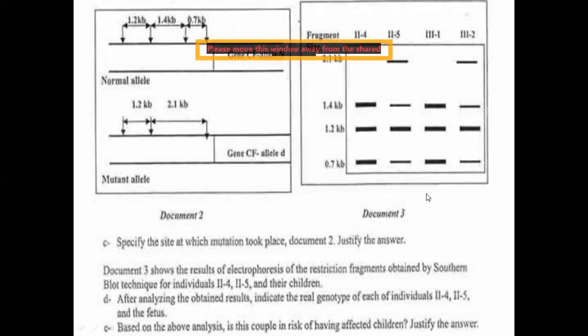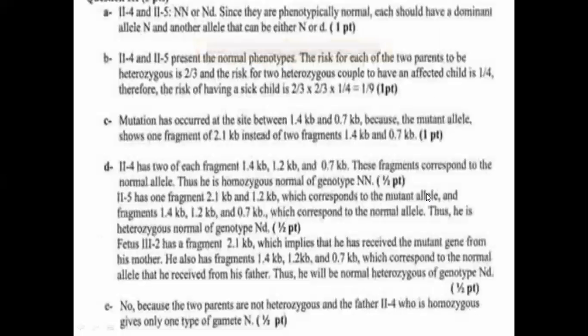Justify your answer. Justifying your answer: no. Why? Because 2-4 is normal and homozygous, so it's NN. NN will transmit N to his children. And N is dominant, so whenever they inherit an N from their mother, they will be normal.